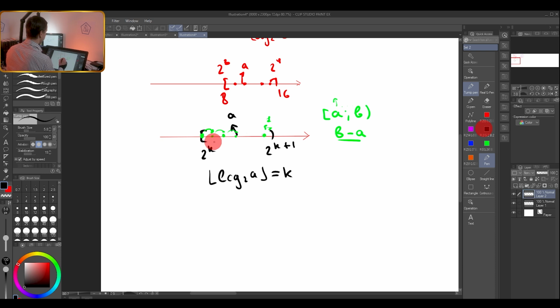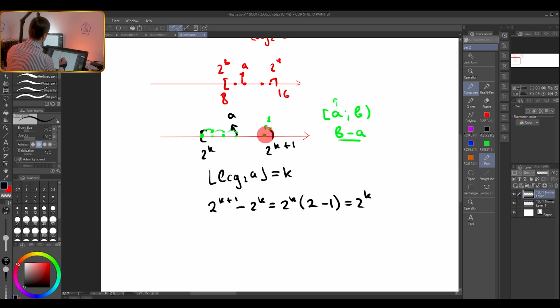And you also consider all the points between them, and the number of integer points will be exactly b minus a. So in our case, the number of points here will be exactly 2 to the power of k plus 1 minus 2 to the power of k, and because we have amazing properties of powers of 2, 2 to the power of k can be taken out like this, and we will have here 2 minus 1, and it will be simply 2 to the power of k. So let's summarize what we have here.